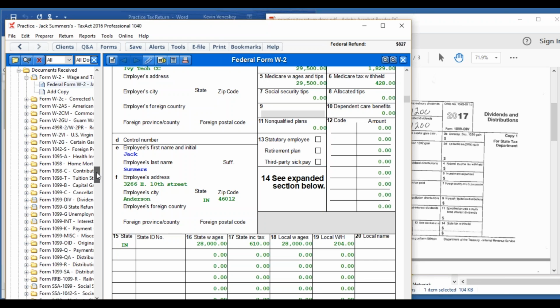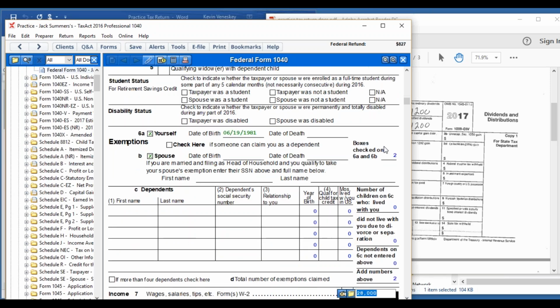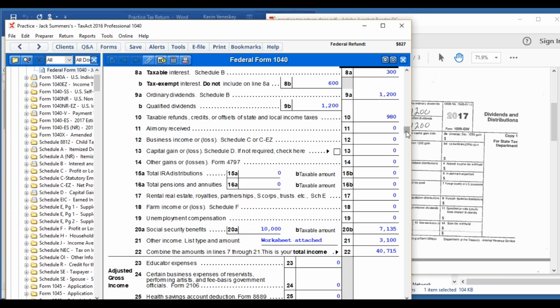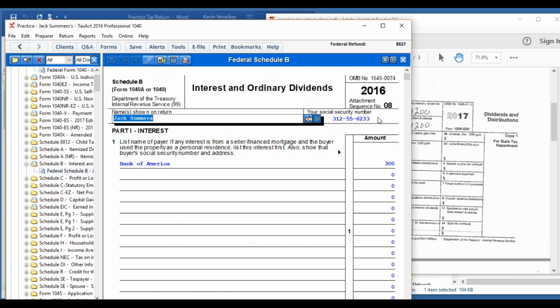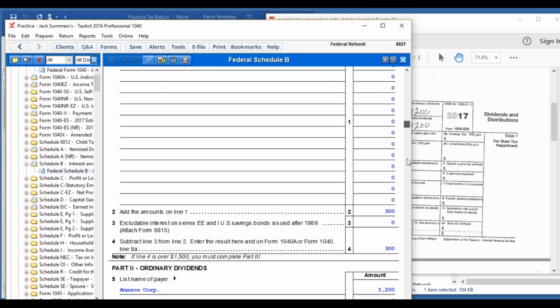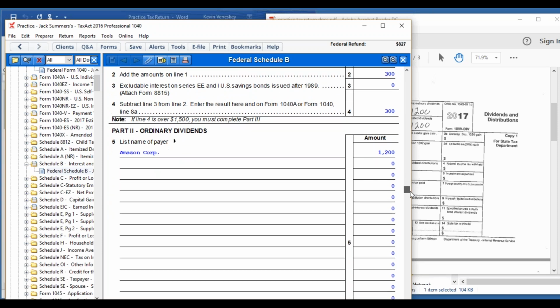So I'm ready to enter in the dividend. You can go back to the 1040, or since we are in the documents received section of this form tree here, I can look down for the most common forms, and yes, there is a 1099 DIV. So you can click here, or if it's easier for you, you can go back to the 1040 and go to the dividend section. Click on the little folder, and it's going to take us here to Schedule B. We need to scroll down to the second part where it has the dividends.